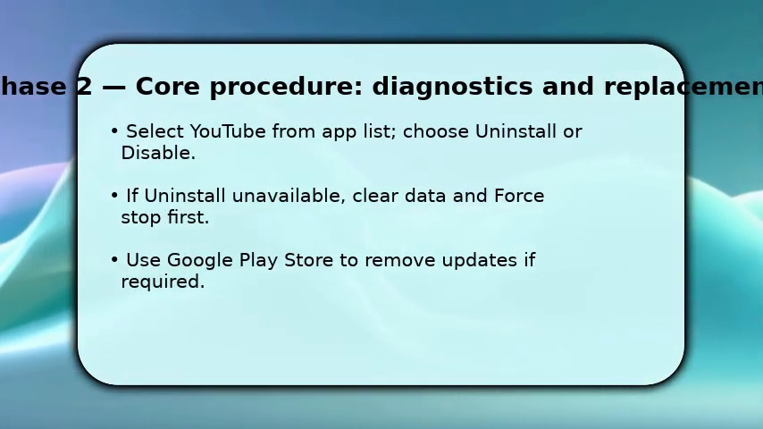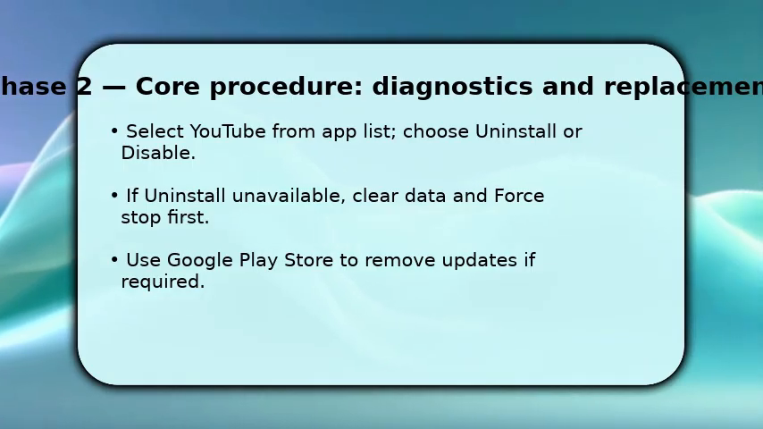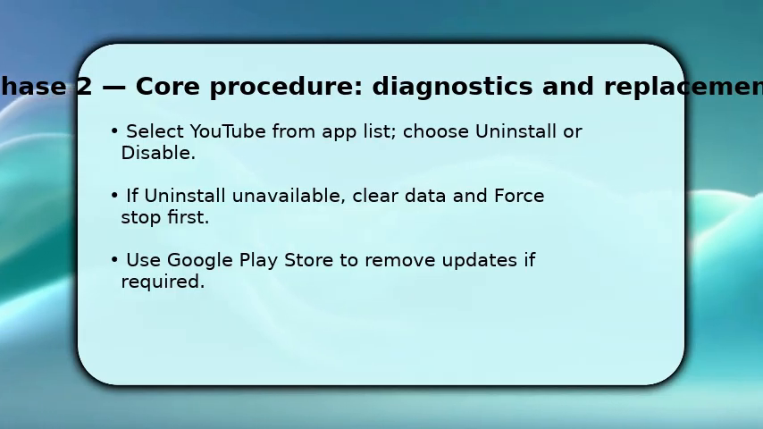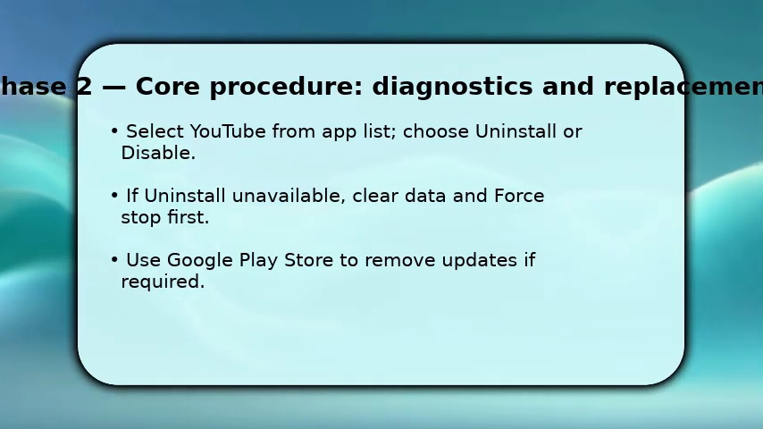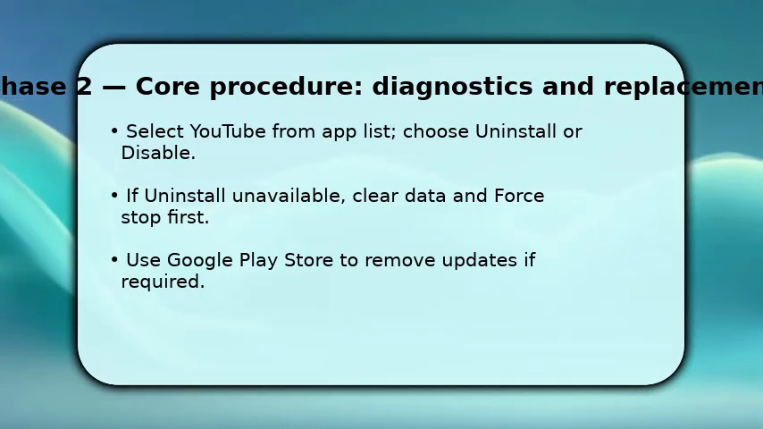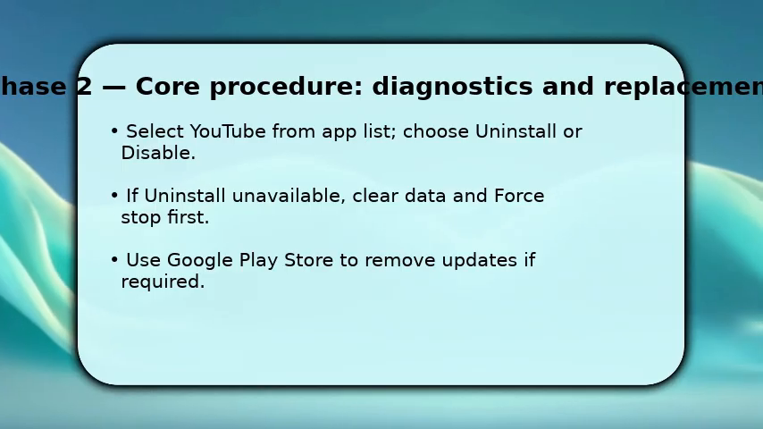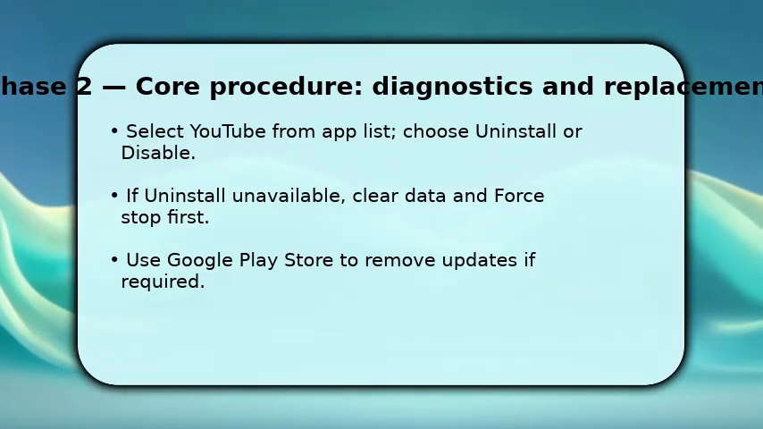If Uninstall is grayed out, clear cache and data, then force stop. This resets app state so removal or disabling can succeed. Alternatively, open Google Play Store on the TV, find YouTube, and uninstall updates or disable there. This prevents automatic restore.